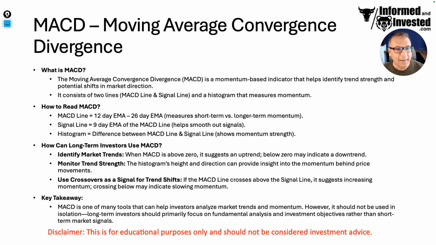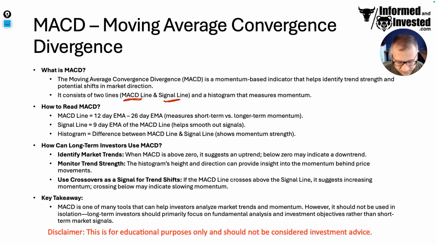So what is MACD? MACD is an acronym for Moving Average Convergence and Divergence. And it's a momentum-based indicator that helps you identify the strength of a trend and the potential shifts in the markets. It consists of two lines. One is called a MACD line, and the other is called a signal line. It also has a histogram. Histogram is basically lines that go up and down. I'm going to show you in the next slide what that is. But those histograms also help understand the momentum.